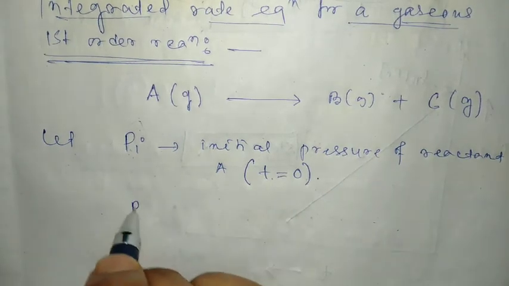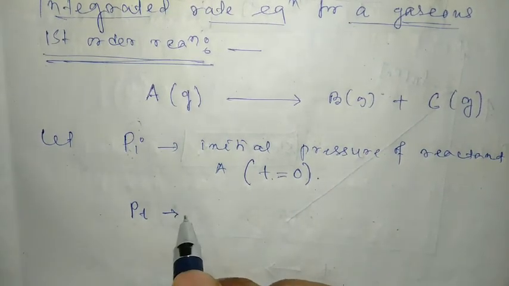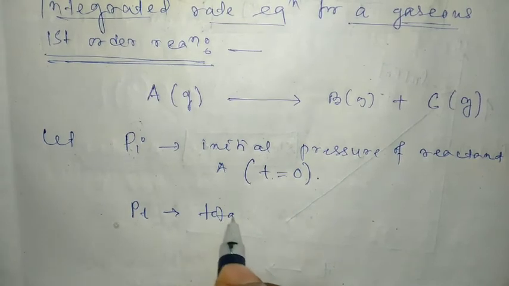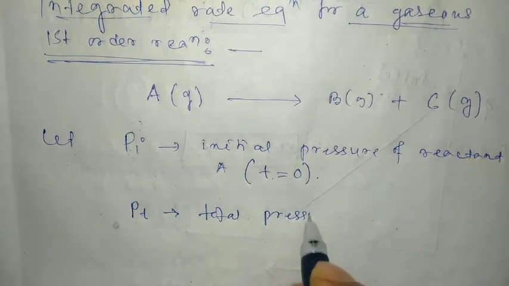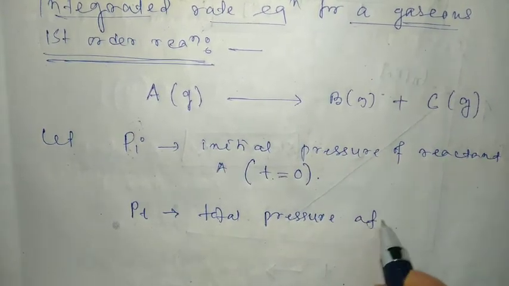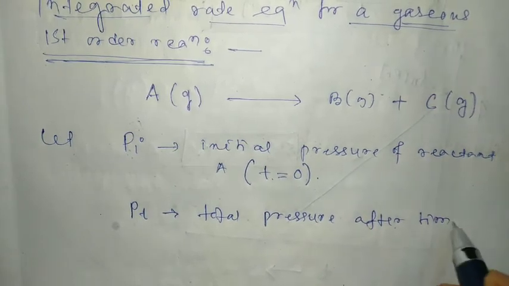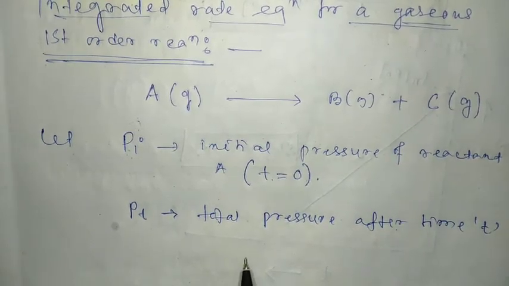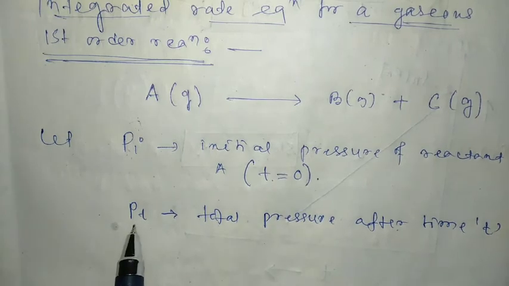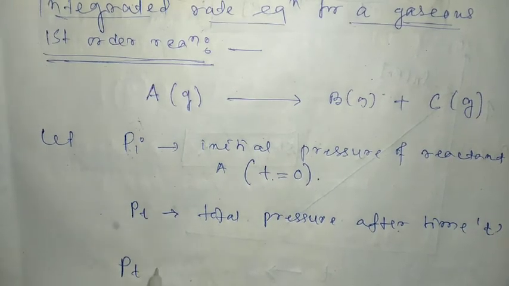Suppose after time t, PT is the total pressure. So how can you find out the total pressure?